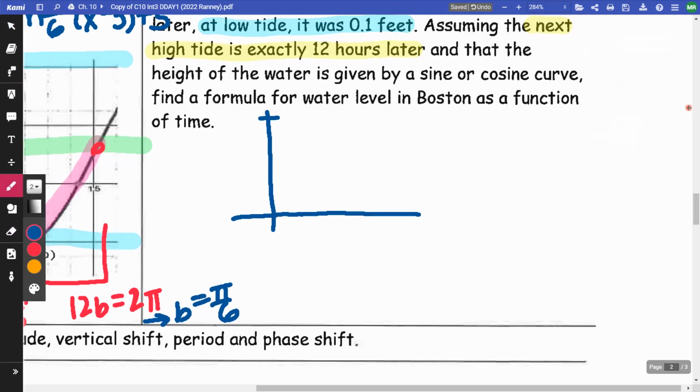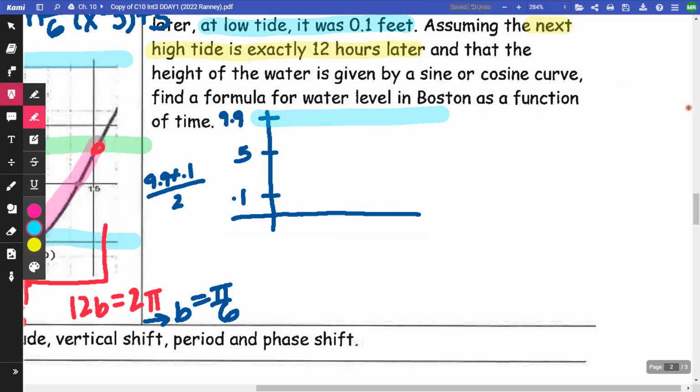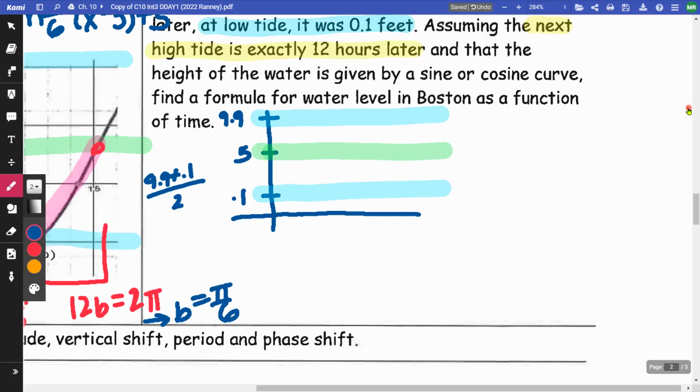Okay, so our high tide is at 9.9 feet. Our low tide is at 0.1 feet. Now, halfway between that, if I take 9.9, add it with 0.1 and divide by 2, I get basically 10 divided by 2, which is going to be 5. That is going to be my middle. So I'm going to have a high at 9.9 and a low at 0.1. My vertical shift is going to be at 5.